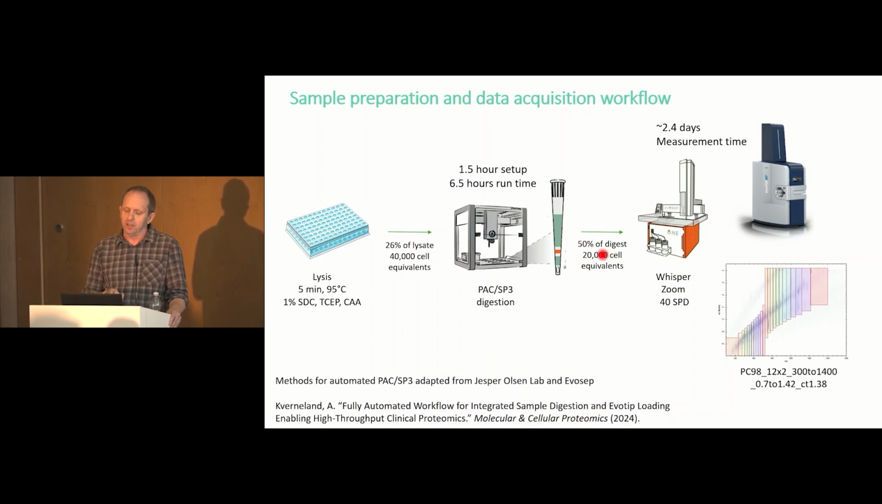In this case, we're using, I think, 50% of the digest, so around 20,000 cell equivalents. I think we can also go much lower in this. And we're using some DIA-PASEF setup with variable windows, using this Whisper Zoom method from Evosep. So even though we have a reasonably largish amount of material, we're finding this Whisper Zoom method is working quite nicely, even up to 50, 100 nanograms of material, for example.